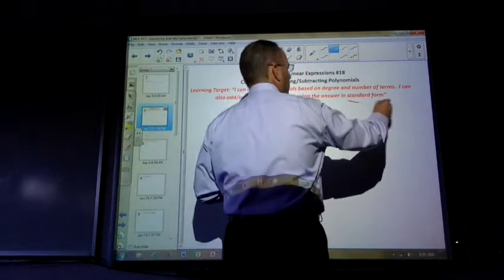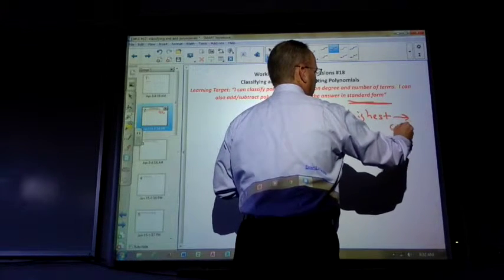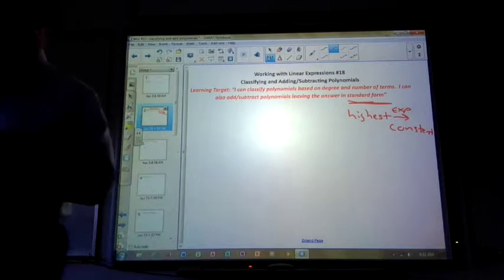Standard form is you go from the highest exponent to the constant. Highest exponent to the constant. What is a constant? What do we pair things with in math? We put a letter with it. If you don't have a letter with it, it has to be a constant. So like the number 3 is a constant.